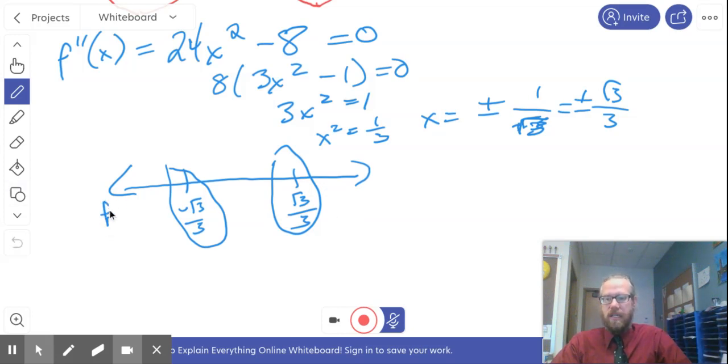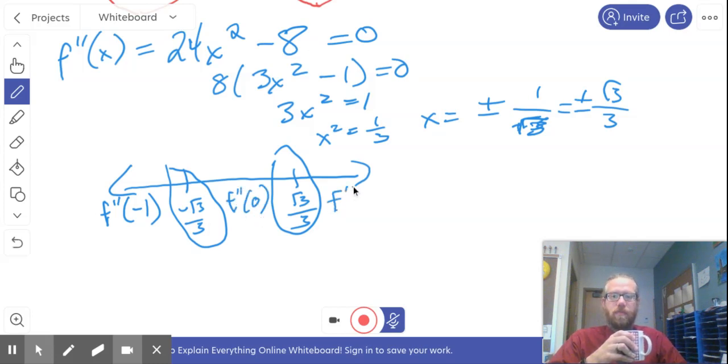So I'm going to plug into my second derivative a number that's less than negative square root of 3 over 3. If you typed 1 over the square root of 3 or square root of 3 over 3 into your calculator, you get, I think, like 0.707, maybe, I can't remember exactly. It's less than 1, I know that. So I'm going to plug in negative 1. In the middle here, I can plug in 0. That's going to be by far the easiest one. And then over here, I'm going to plug in a positive 1.